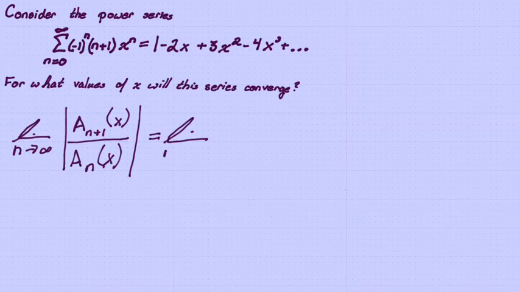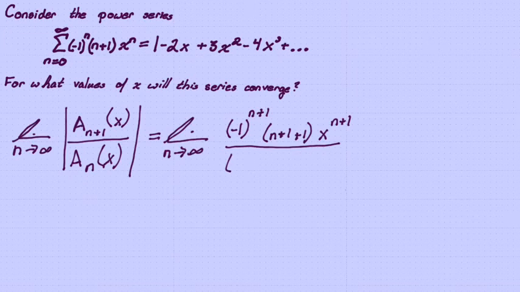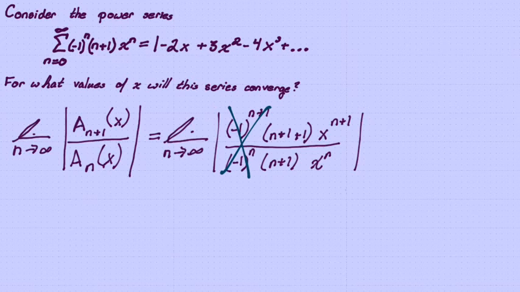This is the limit as n goes to infinity of the absolute value of (-1)^(n+1) x^(n+1) divided by (-1)^n x^n. We're putting in absolute values, so writing the (-1)^n was stupid.